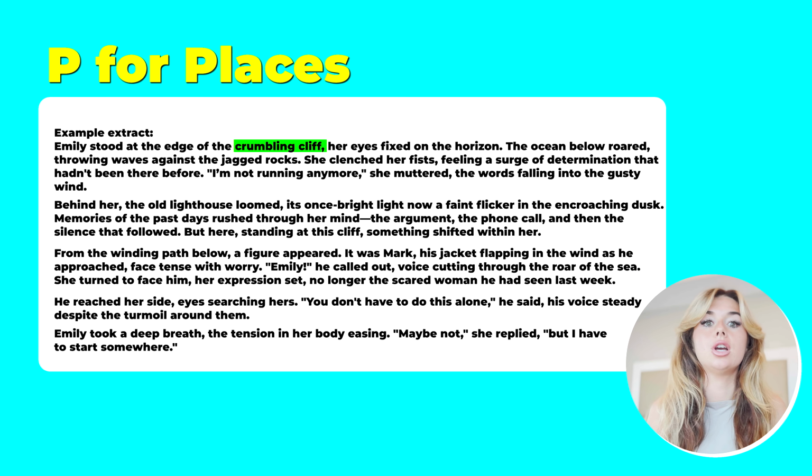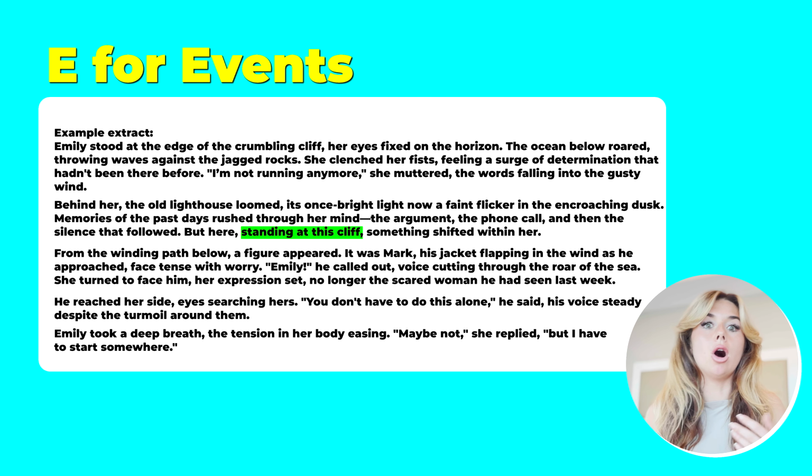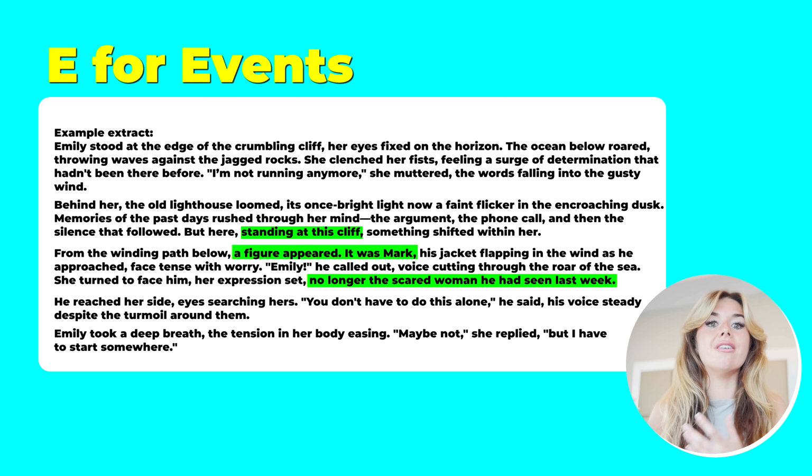Now let's look at P for places. So we look at the crumbling cliff, the ocean below, the old lighthouse, the winding path below. We can see these various locations really help set the scene and make us understand what's going on in the extract. Let's now look at E for events. If we look at the bit of her standing at the edge of the cliff, Mark appearing from the path, the brief confrontation between them, they mark the main events and the tension that's building up in the extract. And you can see already, just with our S, P, and E, we're getting a really good idea as to what's going on, and it gives us key focus points that we can analyze in our language questions.